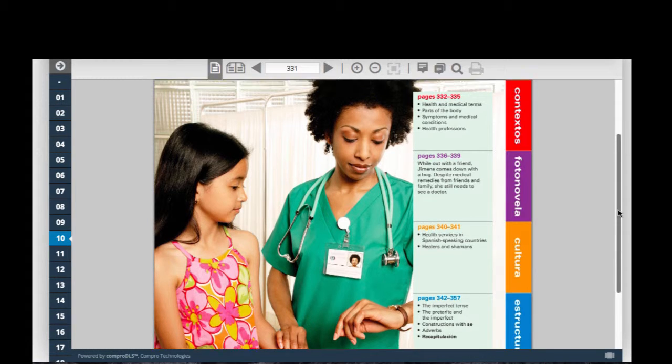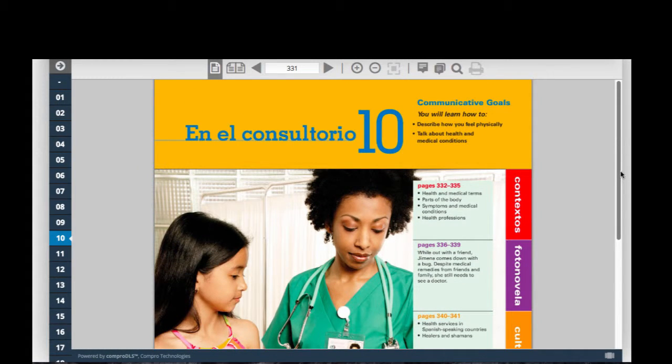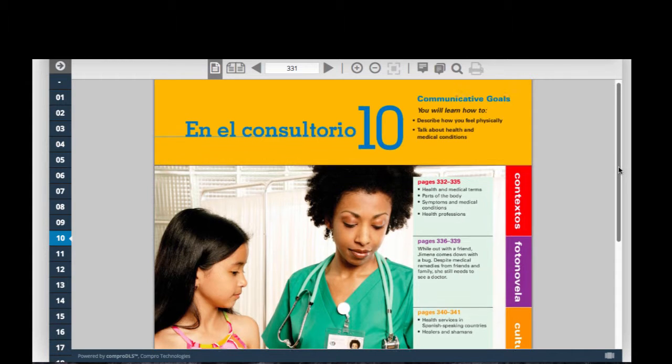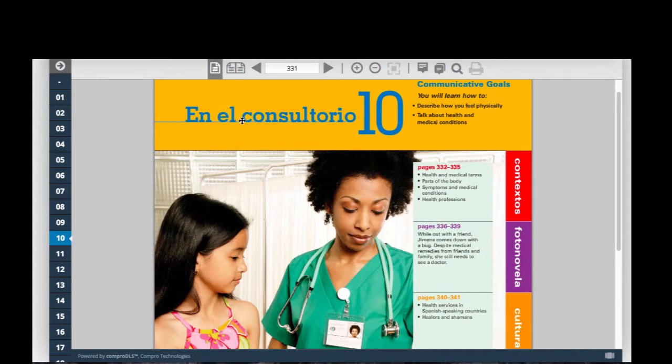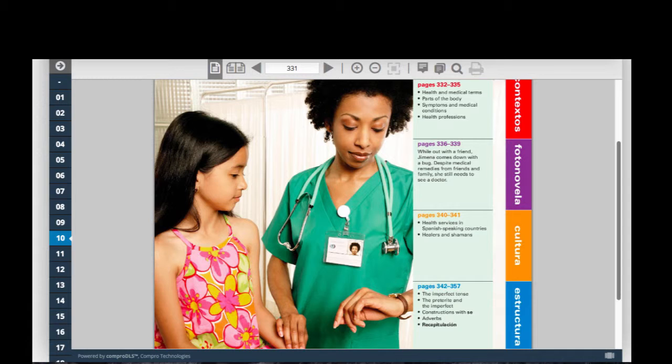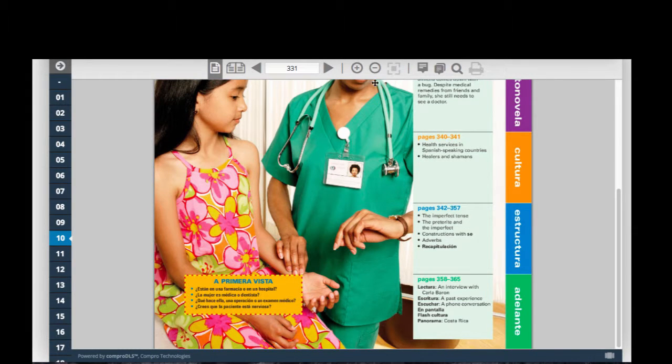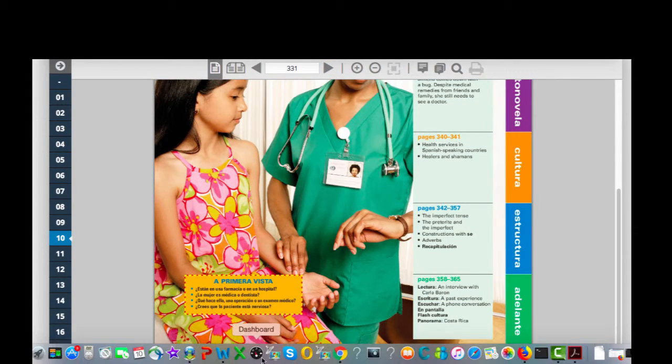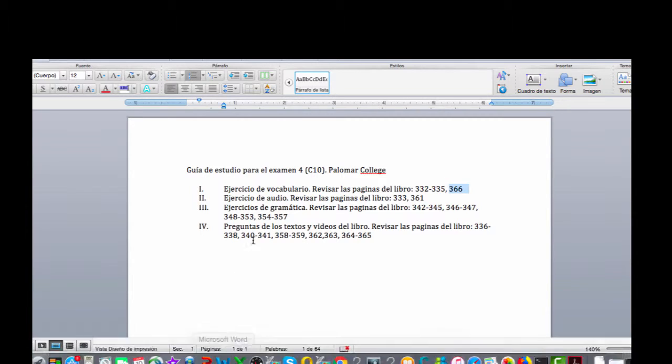This is the study guide for chapter 10, exam number 4. And in this chapter, we're going to talk about what happened at el consultorio, at the doctor's office. And we have the image of a doctor or a nurse, una doctora o una enfermera, with a patient, con una paciente. See?